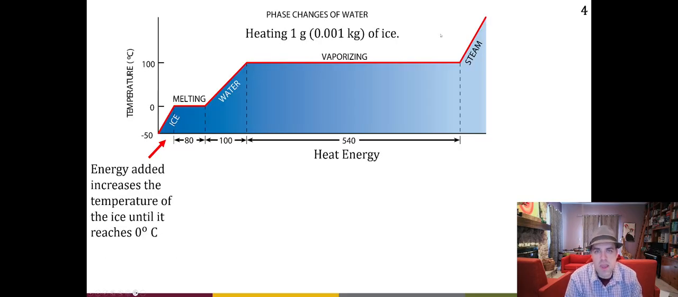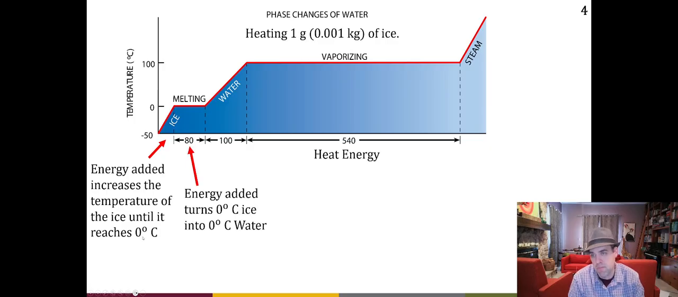So here is an expanded plot of what I just talked about. So in the bottom left, that's what we did before. We took that negative 50 degrees Celsius ice and we warmed it up and started to melt it. So when we add energy to ice when it's below its melting point, it's going to increase the temperature of ice until it reaches its melting point, which is 0 degrees Celsius.